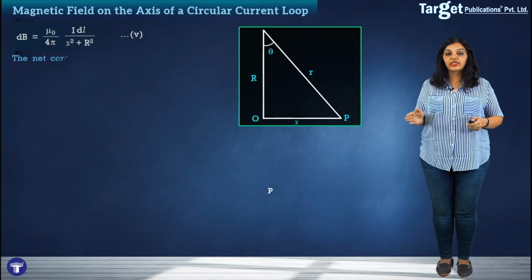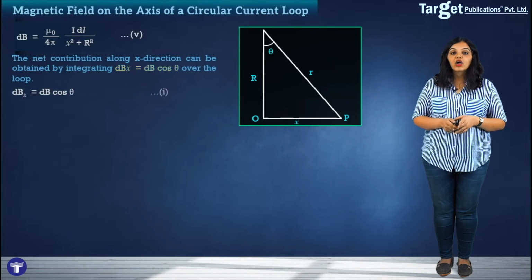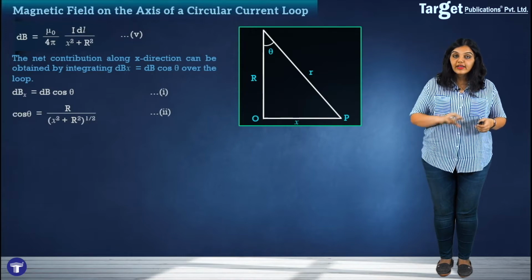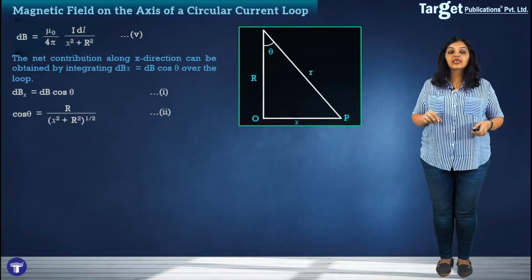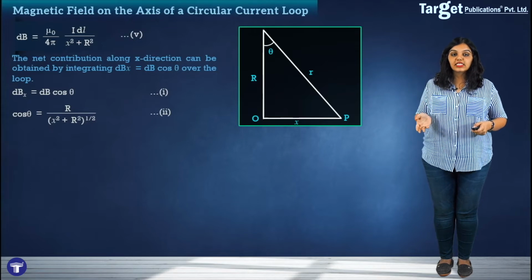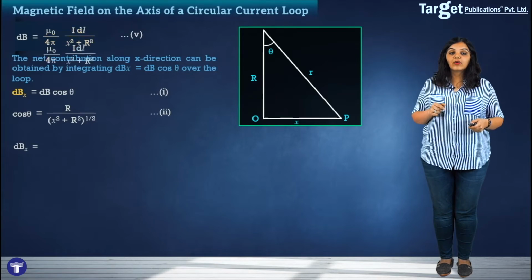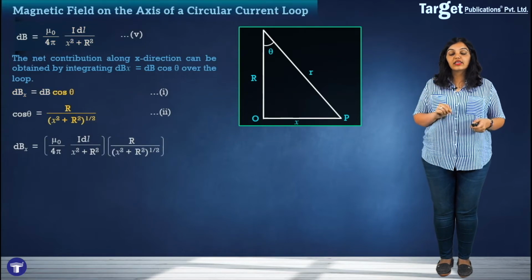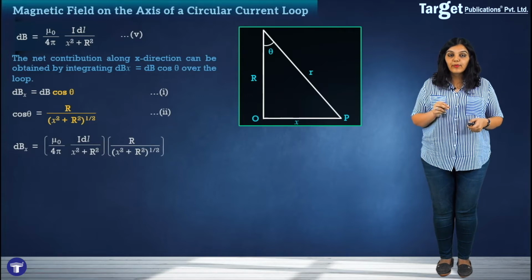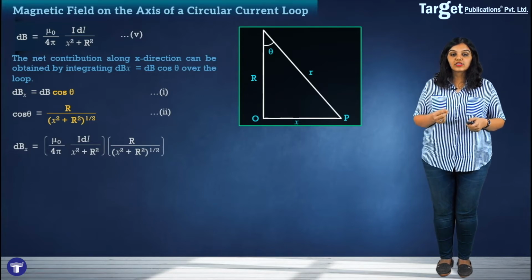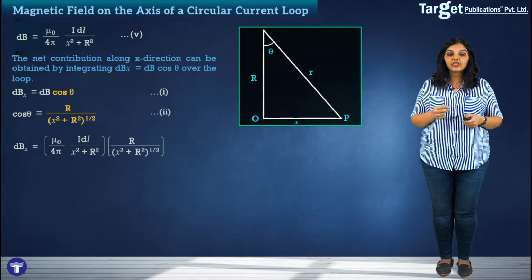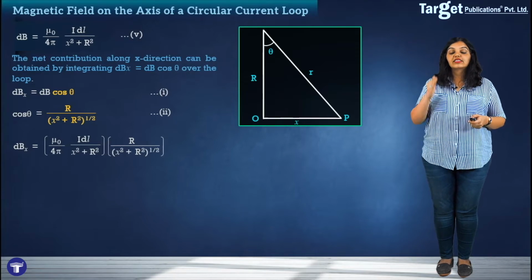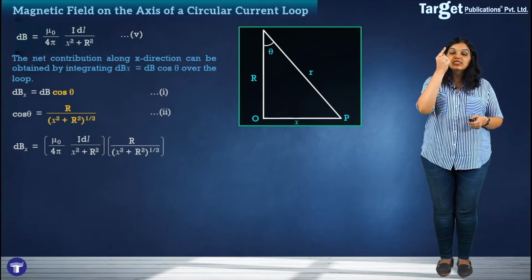From this triangle you can see that cos theta will be given by R upon root x square plus r square, and we know that the final magnetic field at P is only due to the x component. So I write that dBx is equal to dB cos theta. dB's value we already know from equation 5, and cos theta we got from this triangle, and therefore only the x component we are interested in. We get dBx is equal to mu naught upon 4 pi I dl upon x square plus r square multiplied by capital R upon x square plus r square raised to half. Now this is the value of the x component of the magnetic field at point P due to a single current element.